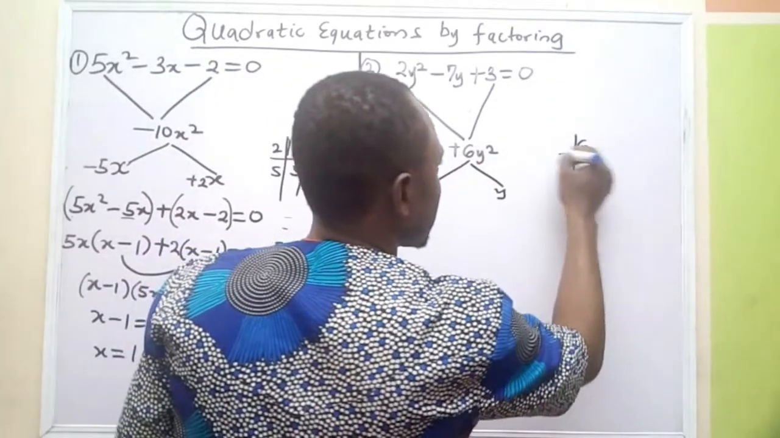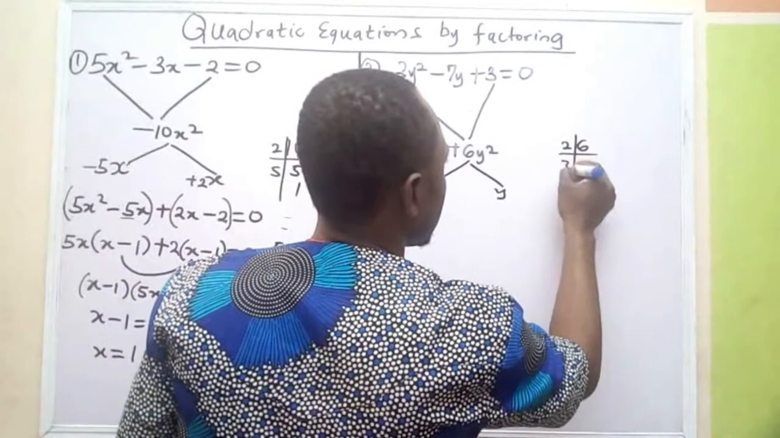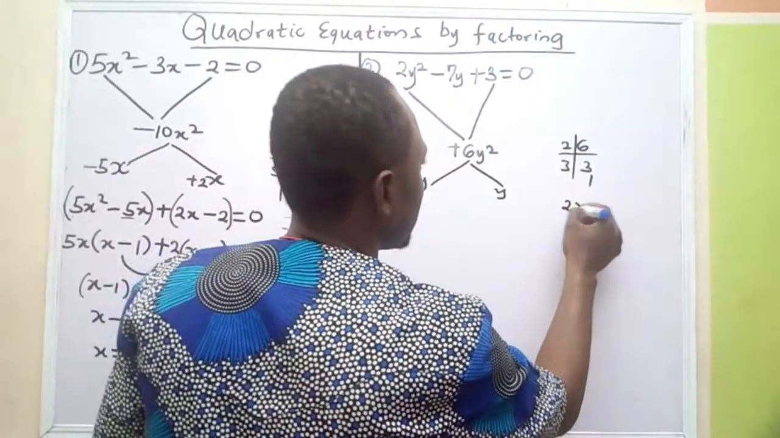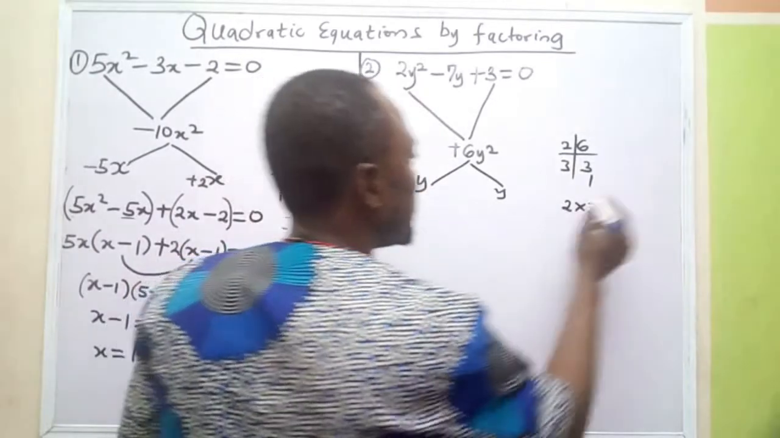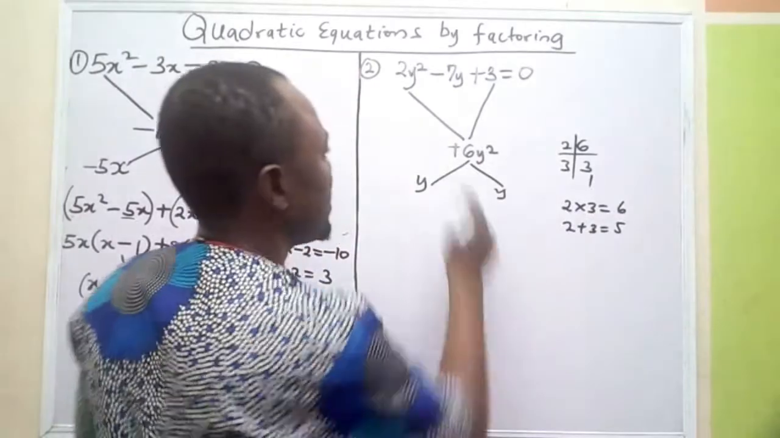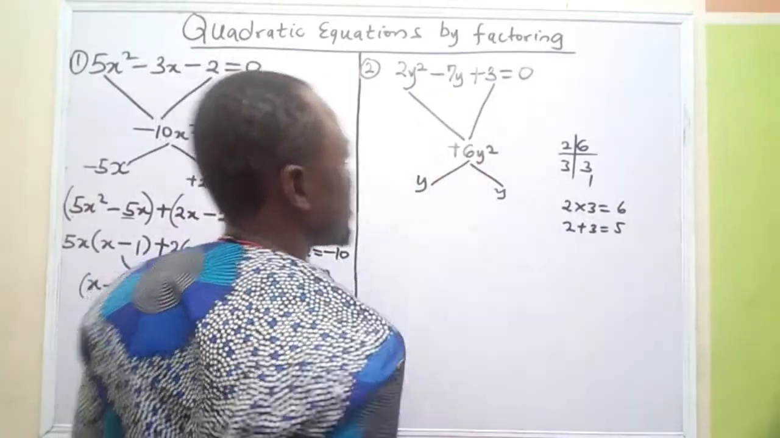Then we'll find the prime factors of 6: 2 here, 3, 3 here, 1. So let me say 2 times 3. If I say 2 times 3, 2 times 3 will give me 6. 2 plus 3 will give me 5. But I need a plus 6 and a minus 7.